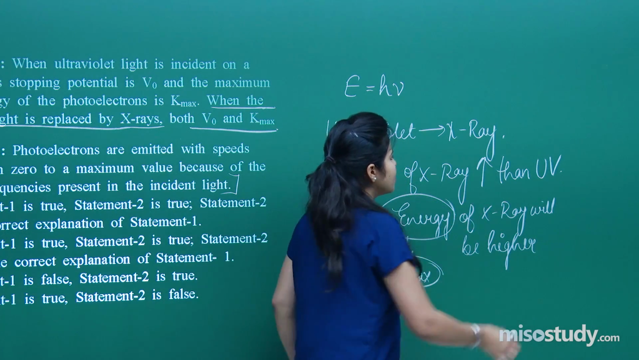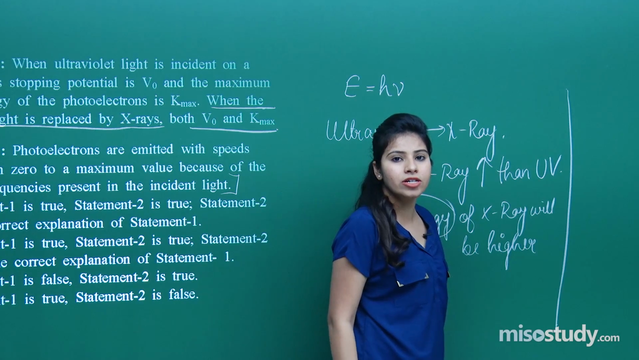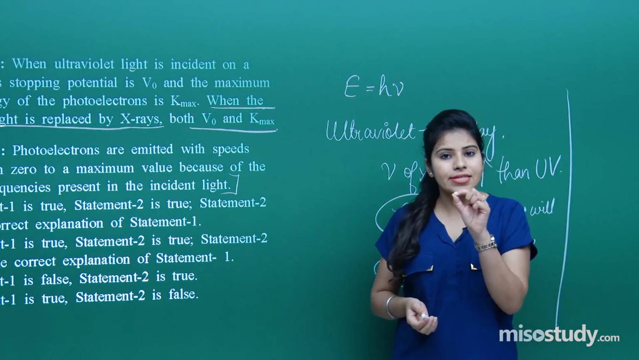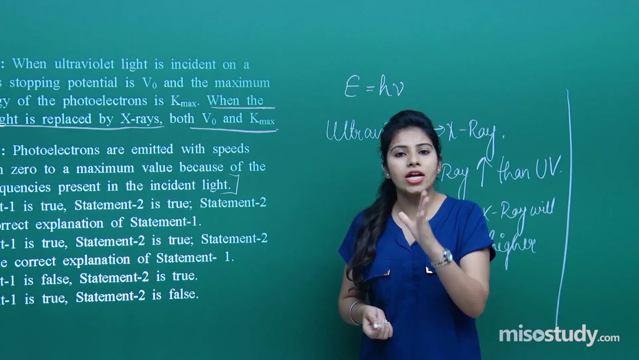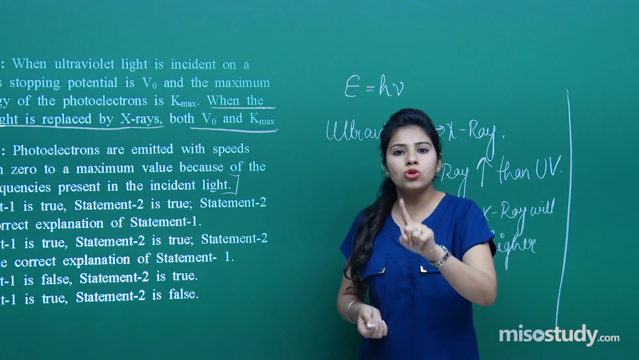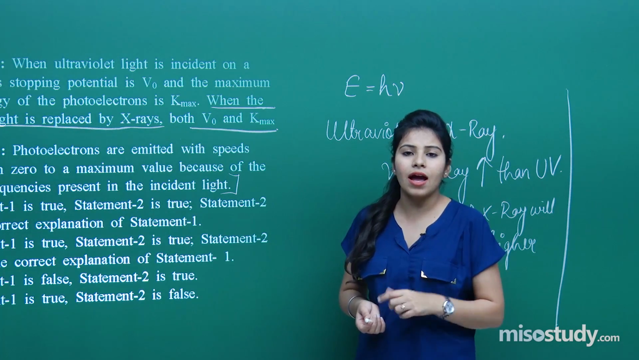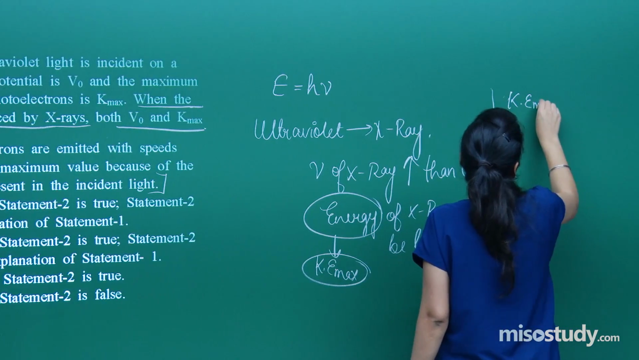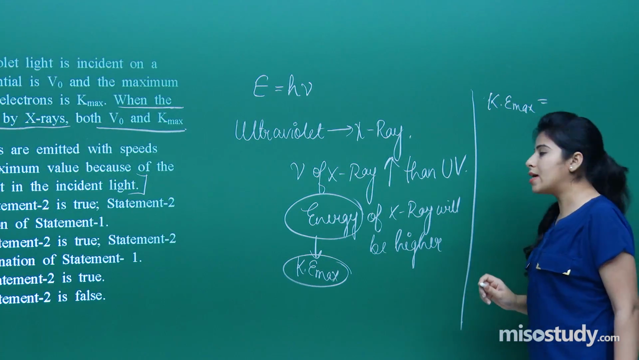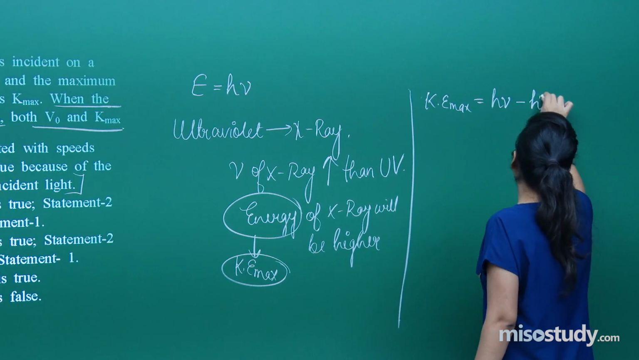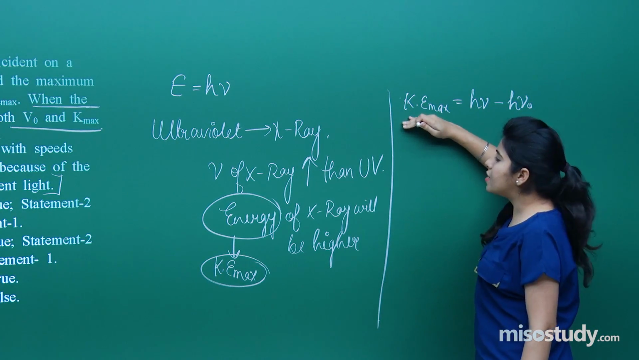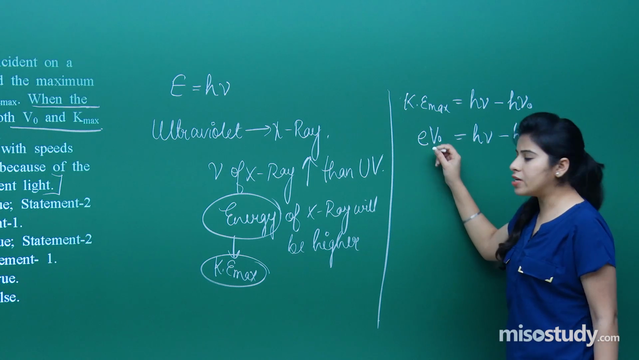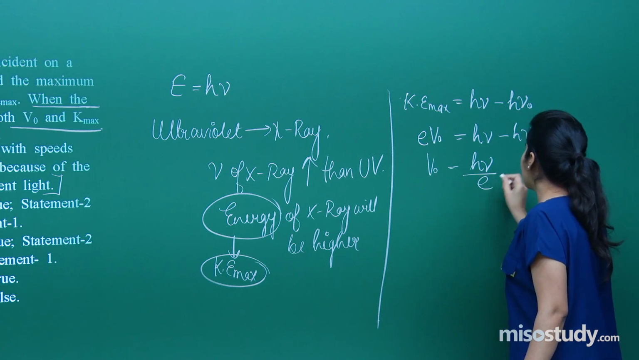Let me tell you, there is a relation between energy and stopping potential. First of all, what do we mean by stopping potential? It is that negative potential, that minimum potential, at which the photocurrent stops. That means no photocurrent will flow, no photoelectric emission will take place at that stopping potential. So this is the kinetic energy max. This is again the photoelectric equation given by Einstein: KE max equals h nu minus h nu naught, where h nu naught is the work function. And we can write this kinetic energy as e into V naught.